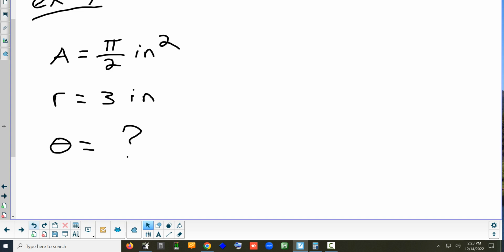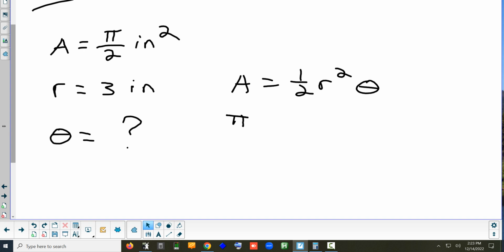Okay, so let's start with our formula. Ryan, we're doing a problem about area. What's our formula? A equals 1/2 r squared theta. Okay, so there's the formula. Let's go left to right. Sam, do I know A? Yep, what is it? Pi over 2 squared inches. I'm going to leave the label off until the end, just while we're doing arithmetic. I'll put the label back if I need it. So pi over 2, 1/2. Fiorella, what's my radius? 3.